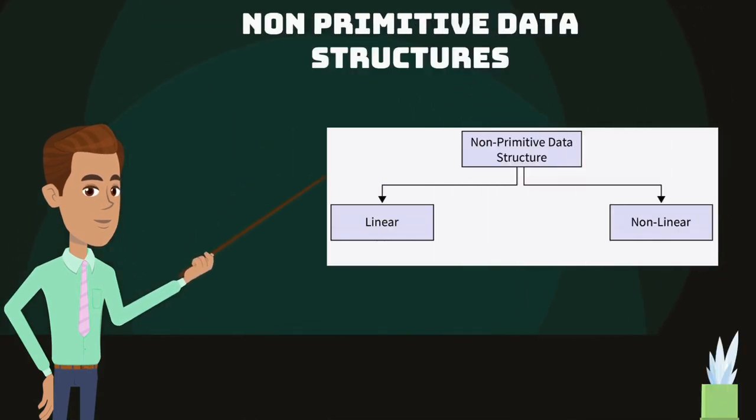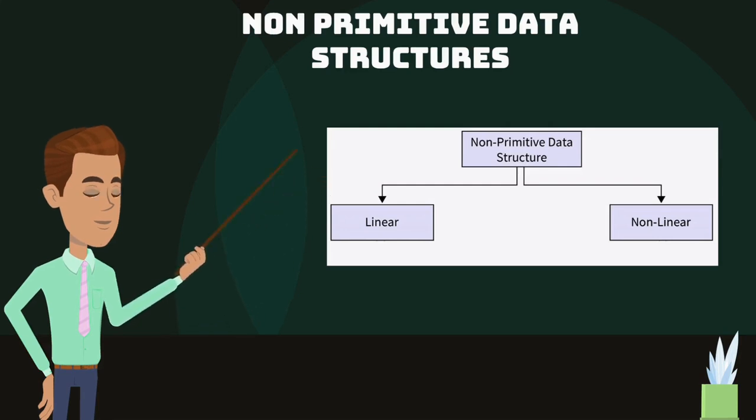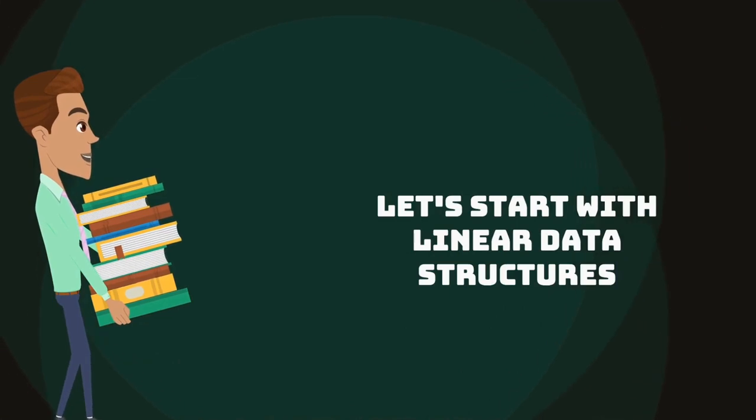Next we have non-primitive data structures. These are more complex and can be divided into two main categories. The first one is linear data structures, in which elements are arranged in a sequential manner, and the next one is non-linear data structures, in which elements are arranged in a hierarchical manner. Now, let's first start with the linear data structures.